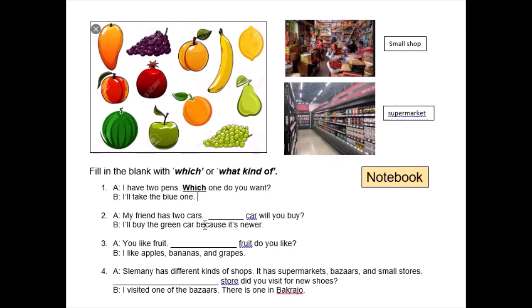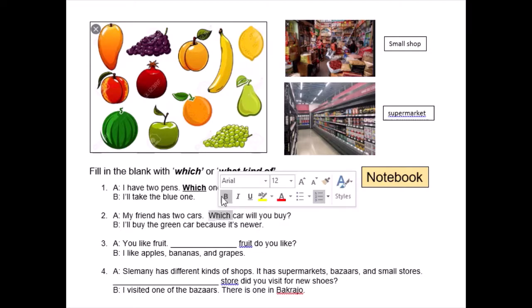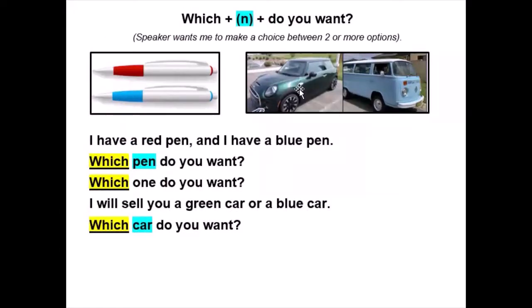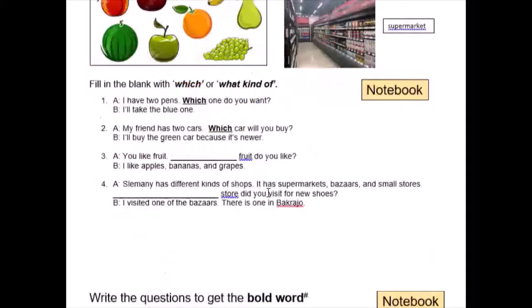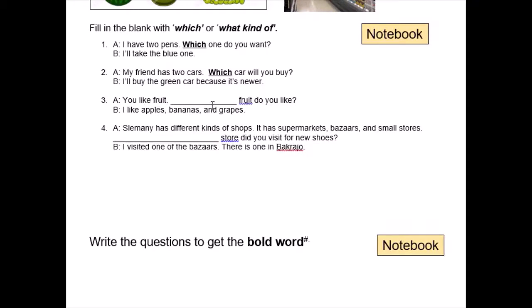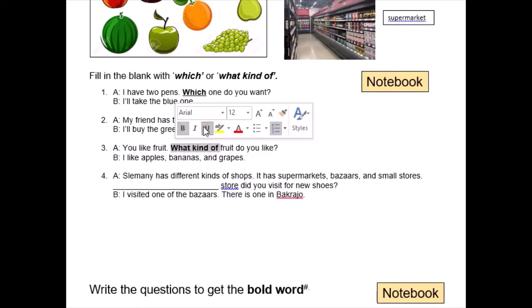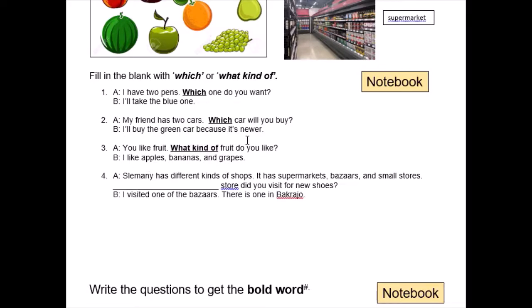Okay. Number 2, my friend has 2 cars. Which car will you buy? So I'm buying a car. My friend has 2. Which car will you buy? I'll buy the green car because it's newer. Okay. So I have these 2 cars. I'll buy the green one. Next, you like fruit. What kind of fruit do you like? Okay. I like apples, bananas, and grapes.